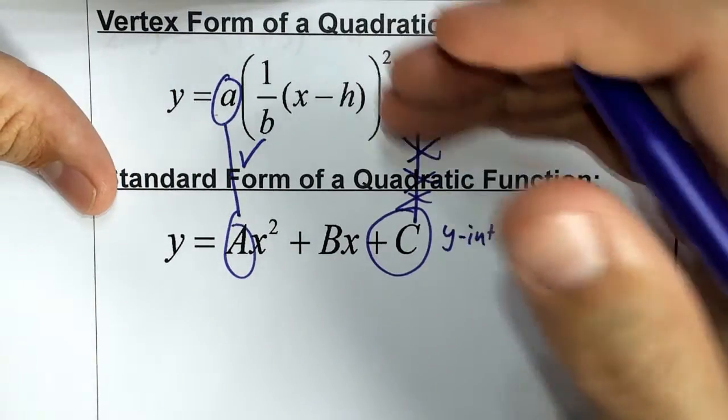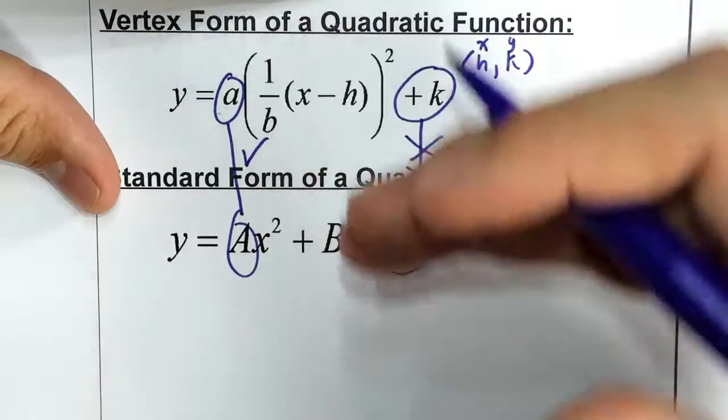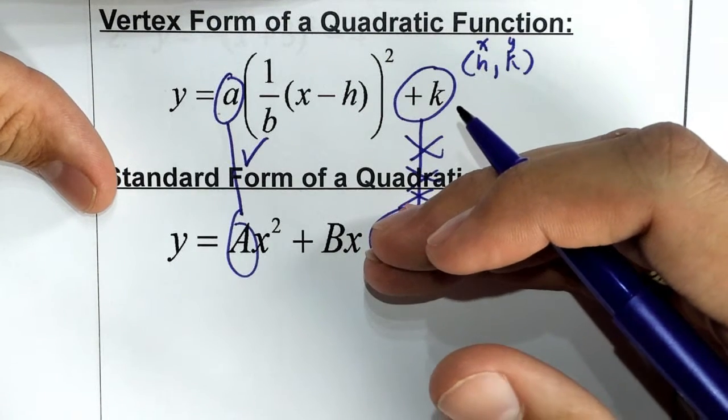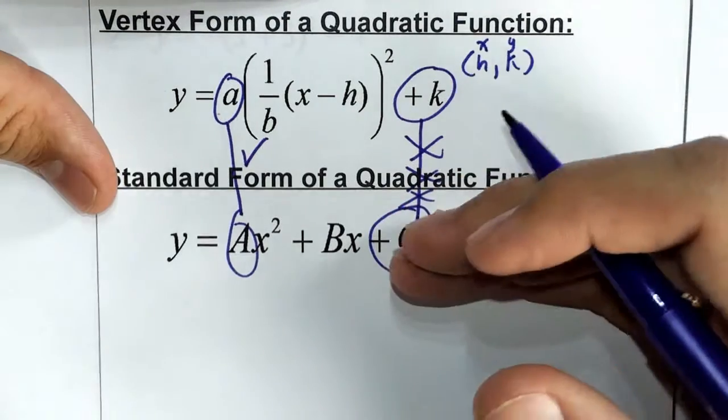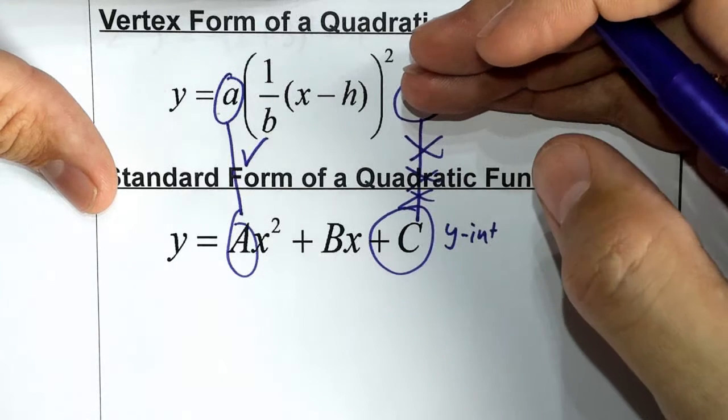So first we're going to start going from vertex form to standard form, and then after that we'll go from standard form to vertex form.